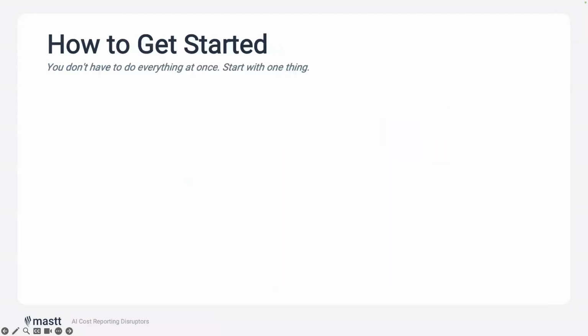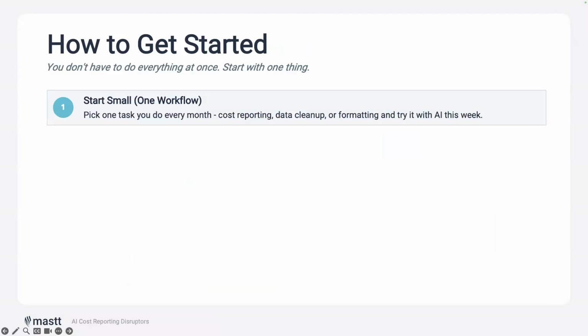All right. So next up is how do you actually get started, and just a little bit of advice. Basically, I think the biggest mistake is that teams think they need a full transformation at the beginning. You don't. Just start small, pick one workflow, something that you do every month that is repetitive. So cost reporting, data cleanup, formatting, just identify that process and see how you can leverage these AI tools, like we just saw with Claude. See if you can actually use something there.